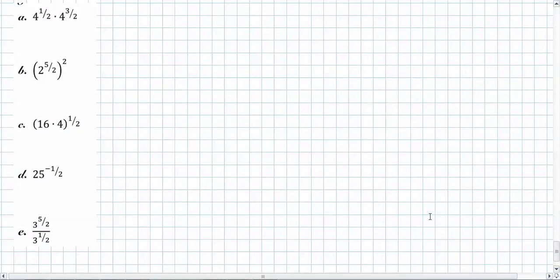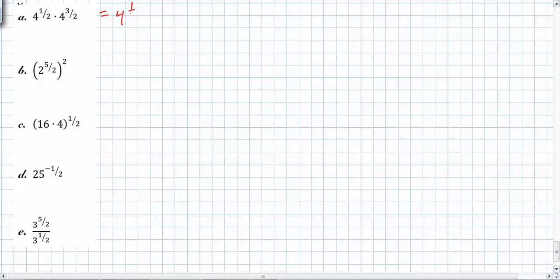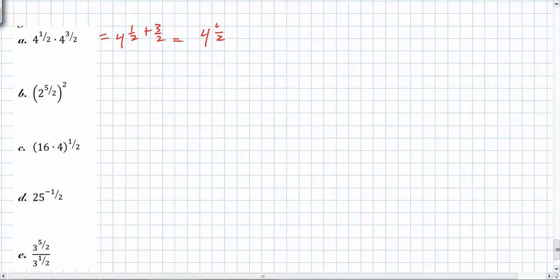Do you have the same base? 4 and 4, same base. So what do you do to the powers? Add them. So this is going to be 4 to the 1/2 plus 3/2. So that's 4 to the 4/2. You have the same base, so what do you do with the powers? Add them. I gave you this. We've been working with this, and you did it nicely.